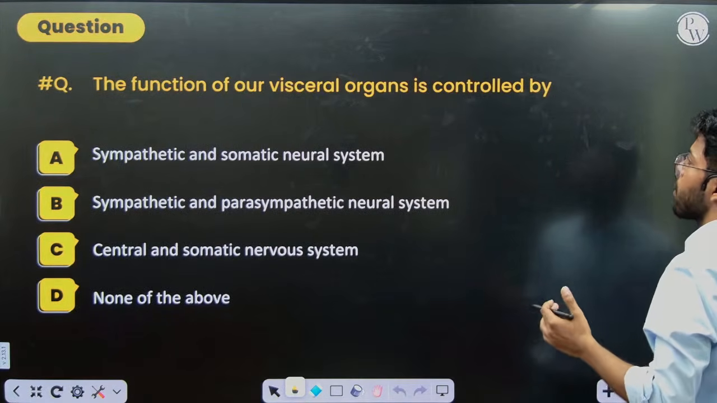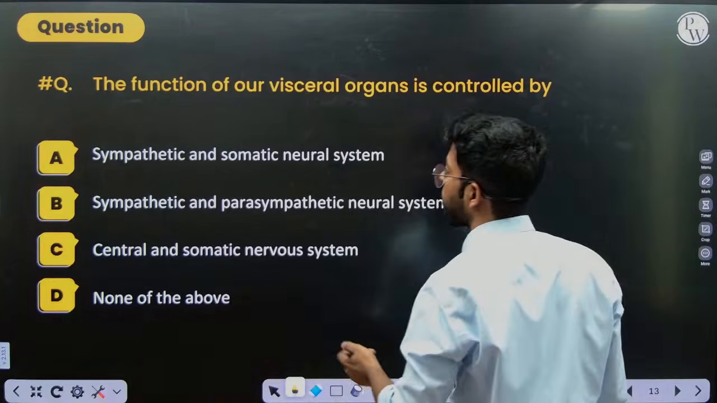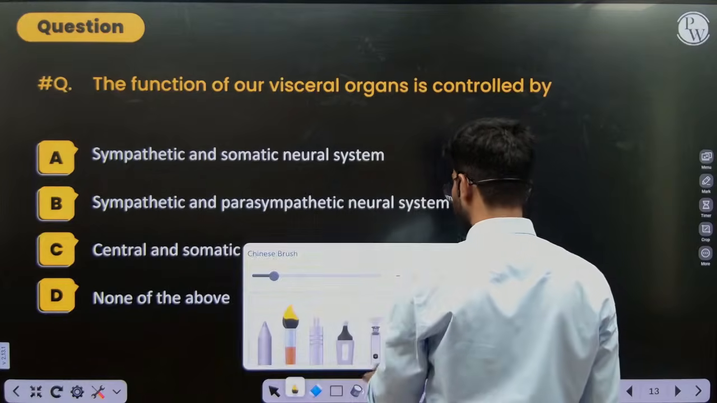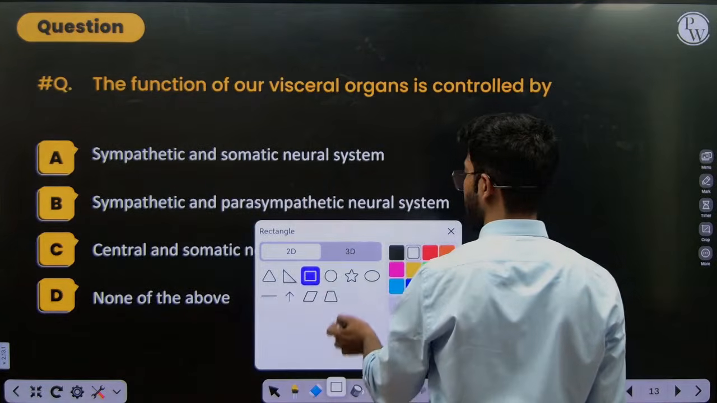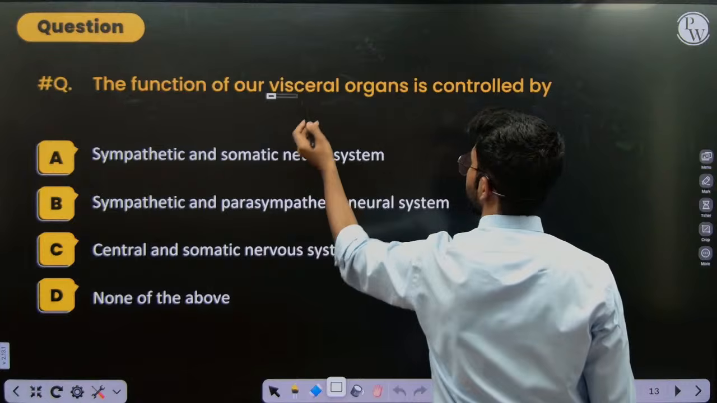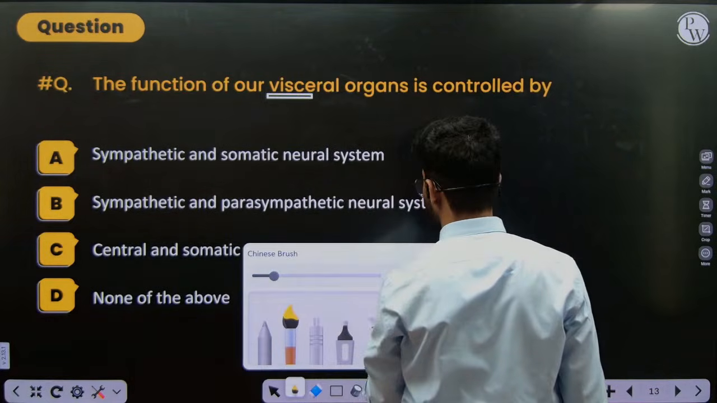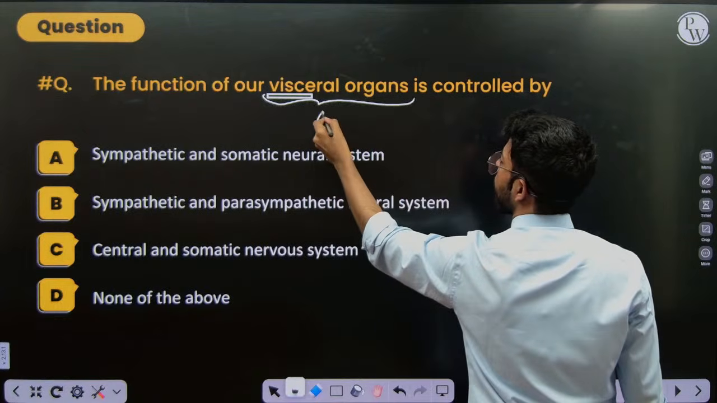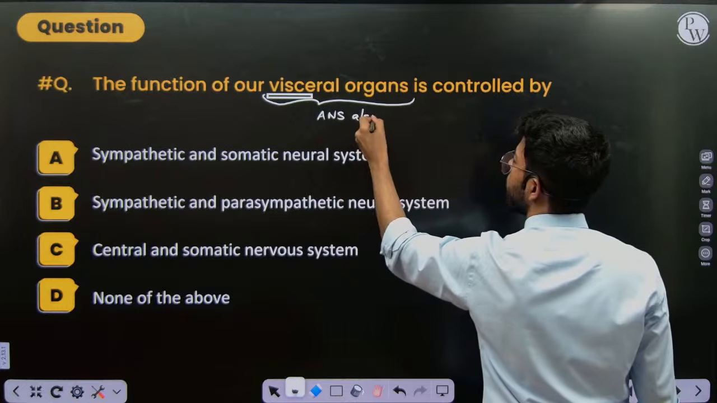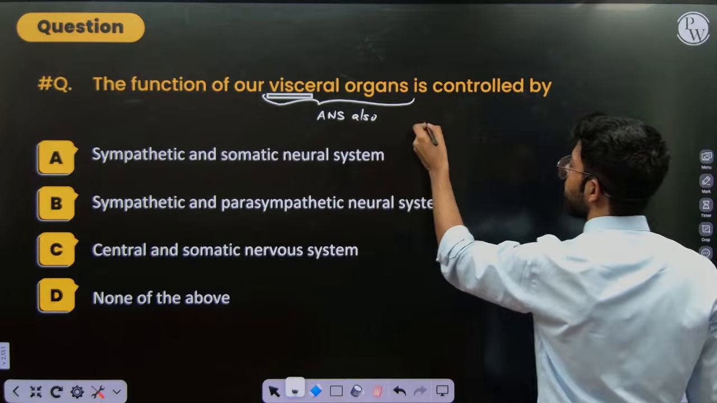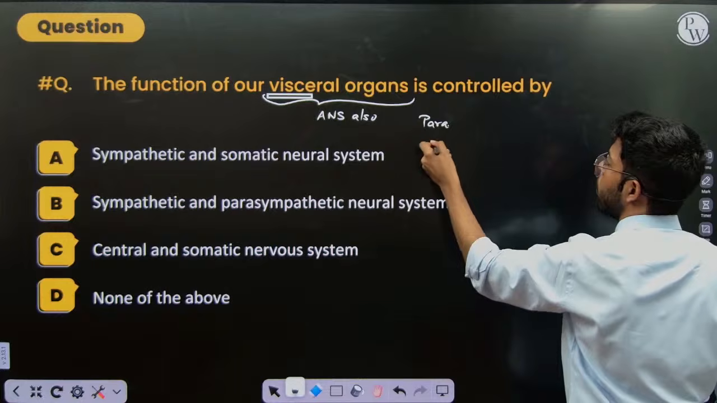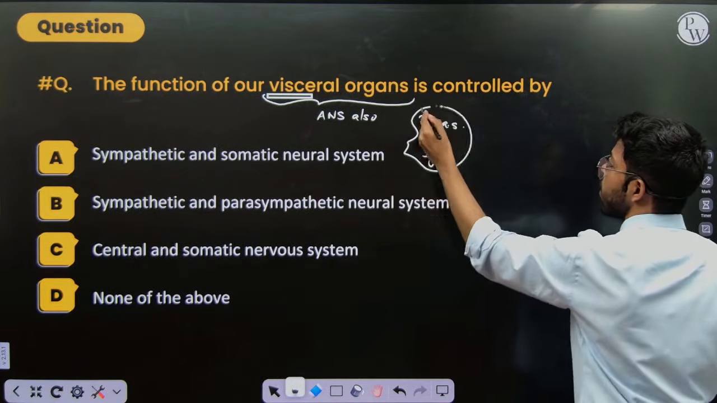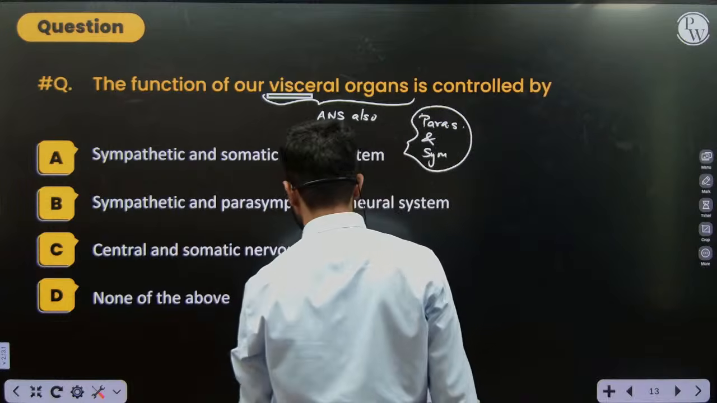The function of our visceral organs is controlled by the sympathetic and parasympathetic nervous system. Visceral organs means ANS also. In the ANS we have sympathetic and parasympathetic, so the answer is the sympathetic and parasympathetic neural system.